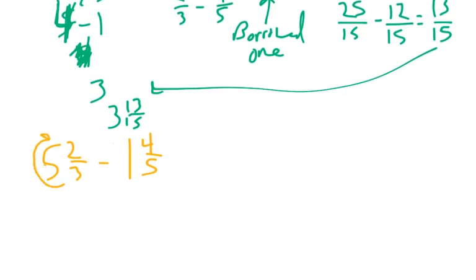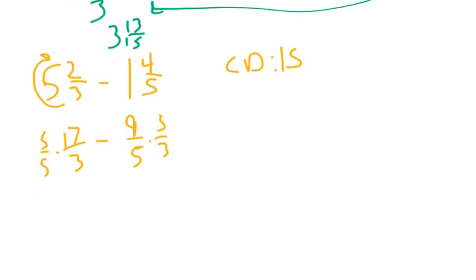So do our little C thing. 3 times 5 is 15 plus 2 is 17 over 3 minus, and then this is 9 over 5. We know the common denominator is going to be 15, and so times that by 5 over 5 and by 3 over 3. Might have to do a little bit of scratch work, but 5 times 17 is 85 over 15 minus, and then that's 27 over 15. Very good. And now we have to do our subtraction.